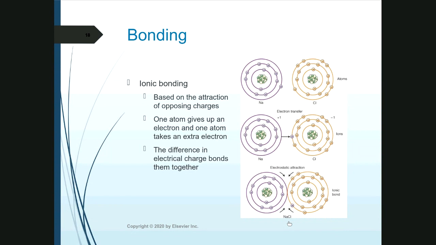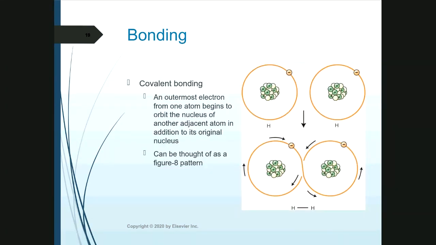So you can have ionic bonds where something gives up and one other takes. And then we have covalent bonds. And covalent bonds, the easiest way to think of that is that they share. They play nice in the sandbox. So pretty much what happens is two atoms will actually share electrons that orbit both nuclei. It says an outermost electron from one atom begins to orbit the nucleus of another in addition to its own original nucleus, and it kind of creates that figure 8 pattern.